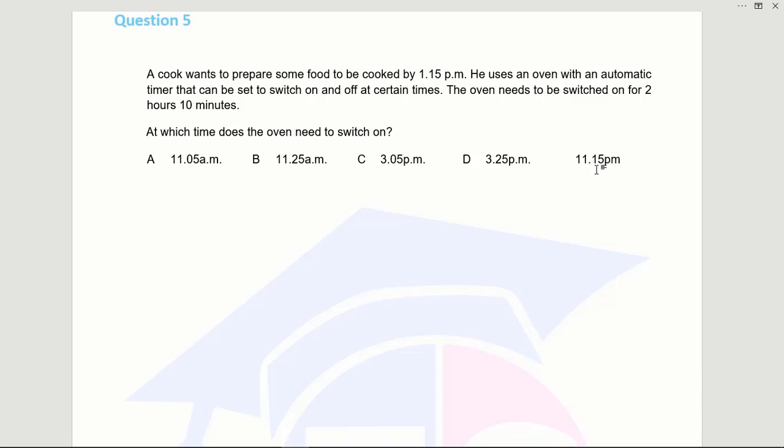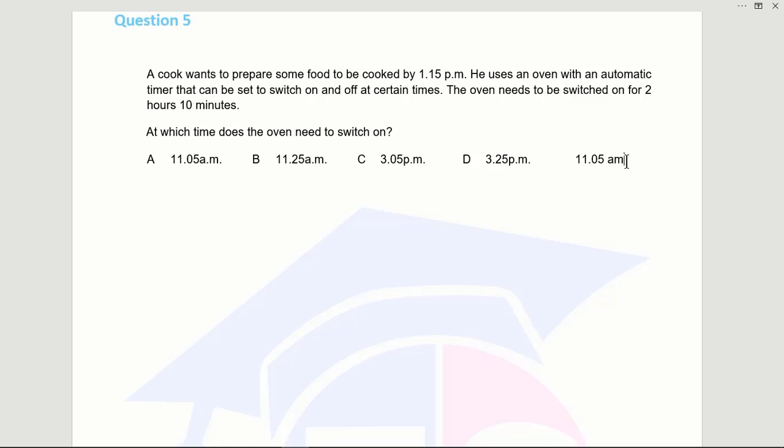That is 2 hours, but they said that they need 2 hours 10 minutes. It means you have to go back more. So it will be 10 minutes more. If you go back 10 from 15, it will be 11:05. Got it? At this time you will start, but of course, sorry, it will become AM after that. So like this, you can find the answer.